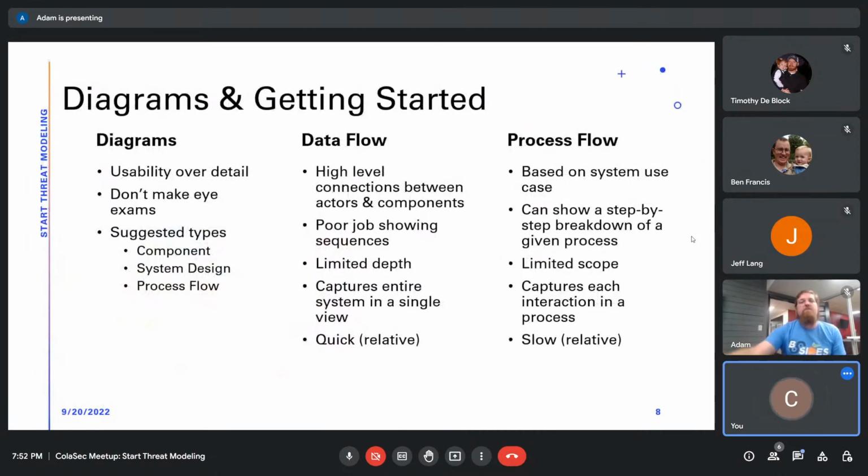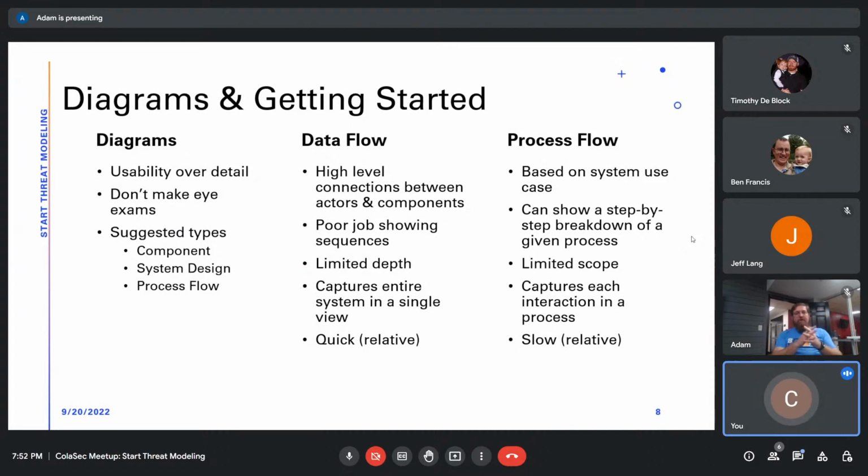So, let's talk about diagrams. Diagrams are the place you're going to start. A whiteboard, Visio, the threat modeling tool, whatever you're going to use. The first place you're going to start is scribbling on a whiteboard, scribbling on something to start sketching out how all the pieces fit together. Utility is far more important than getting all of the details right, especially in the beginning stages.